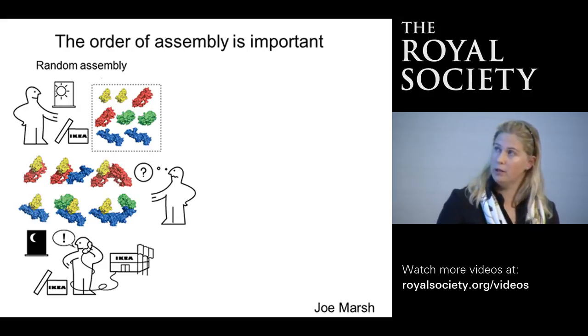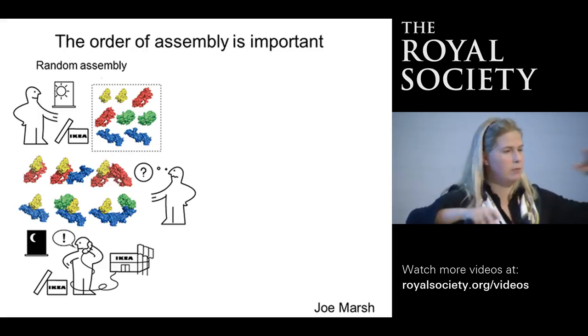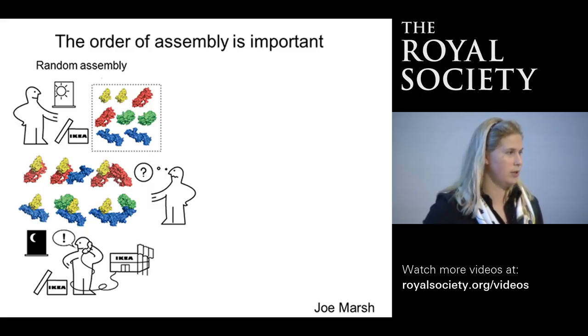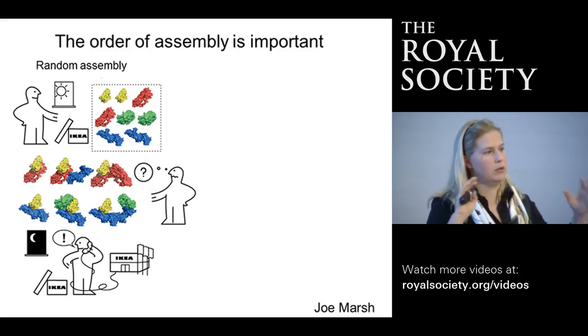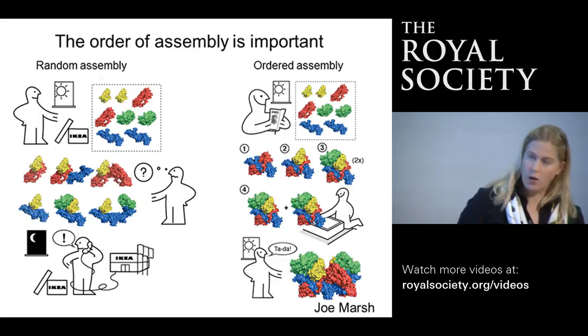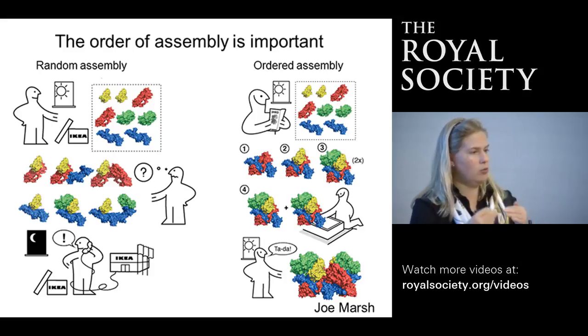So here's the poor IKEA customer faced with the protein subunits, and he's trying to assemble them into the correct complex without the instructions. So he's randomly trying things, okay? And if you've got two customers trying to do this exercise together, it gets even nastier. Basically, lots of different ideas of what random assembly is. So if he has the instruction kit and the order of assembly, then there's a much happier situation, and the protein subunits can click, click, click together in the right order.